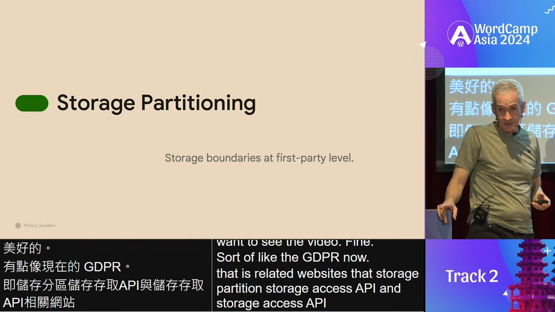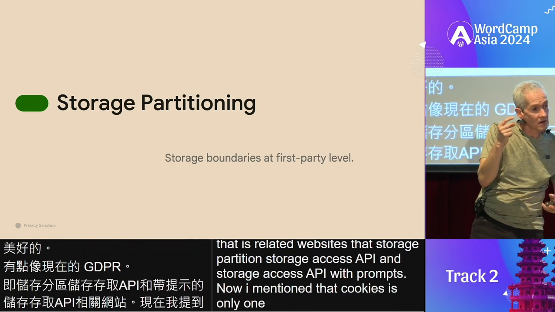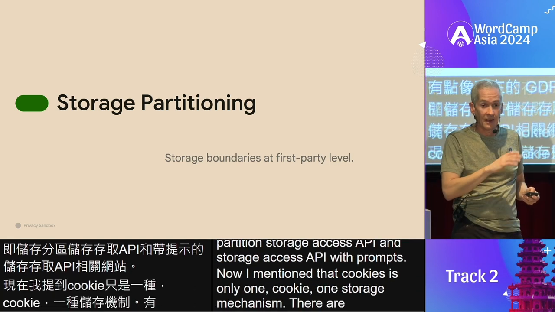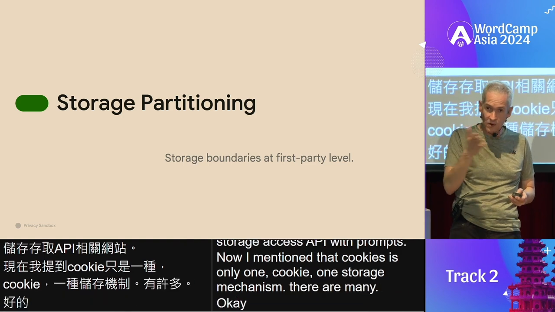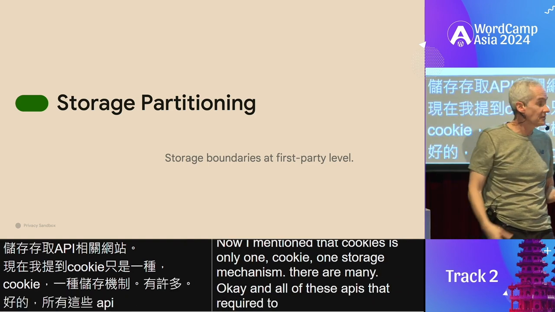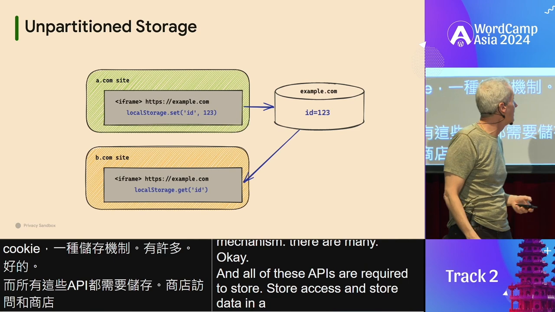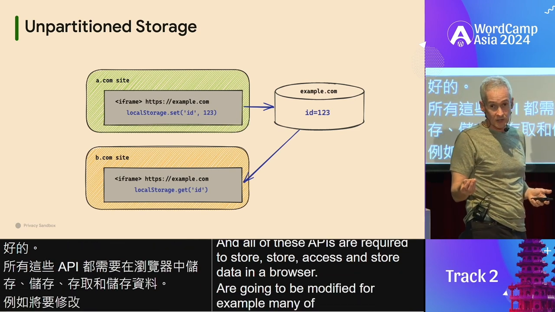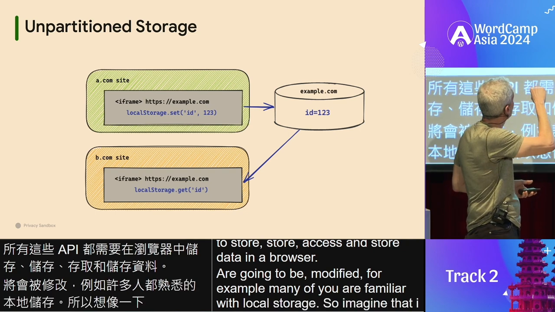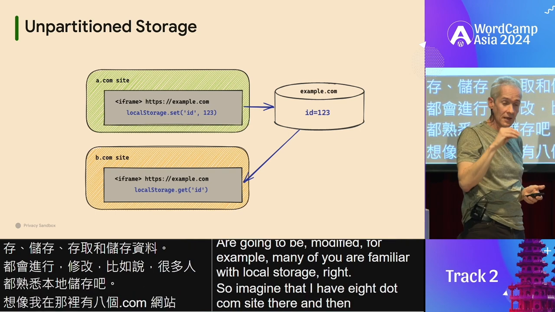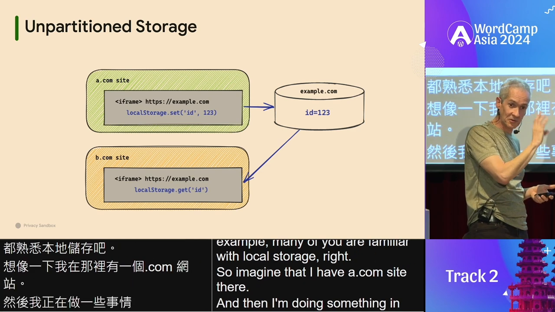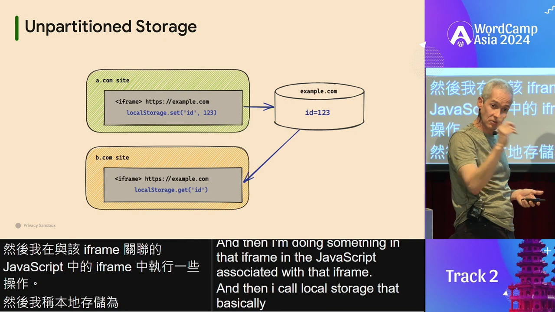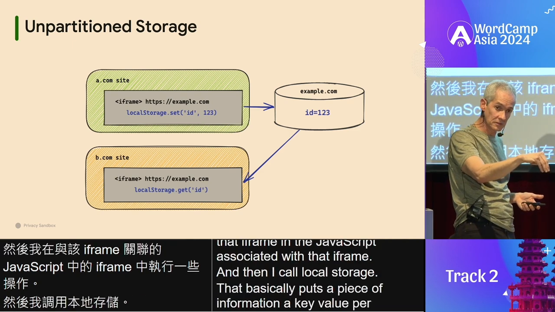Now, I mentioned that cookies are only one storage mechanism. There are many, okay? And all of these APIs that require storing access and storing data in a browser are going to be modified. For example, many of you are familiar with local storage, right? So imagine that I have a.com site there, and then I'm doing something in the JavaScript associated with that iframe, and then I call local storage. That basically puts a piece of information, a key value pair, in the browser of the client.